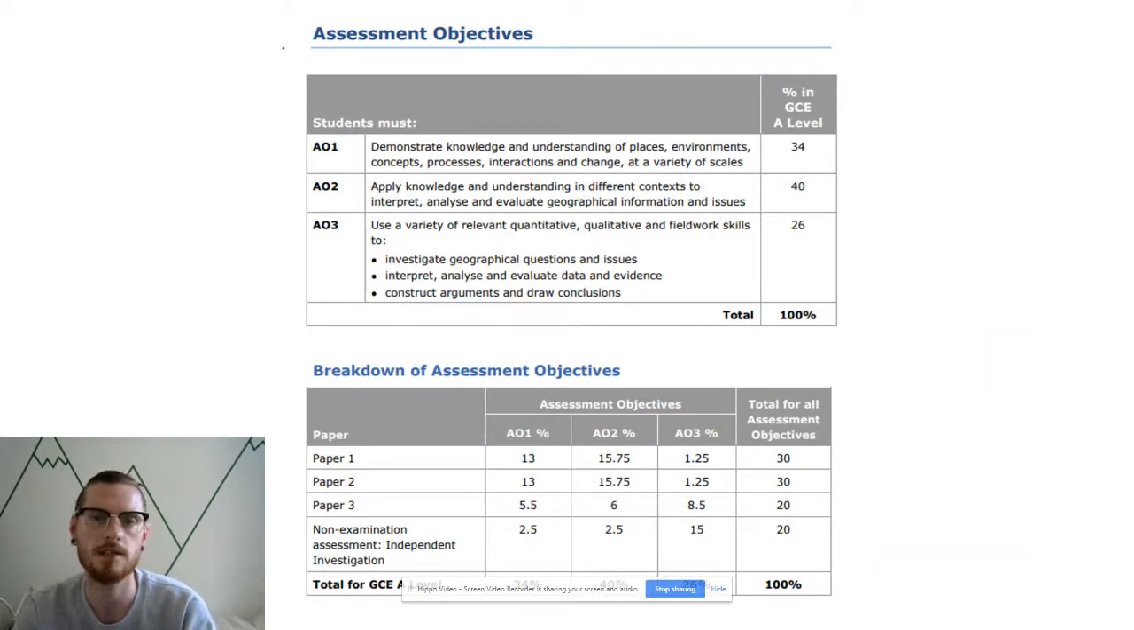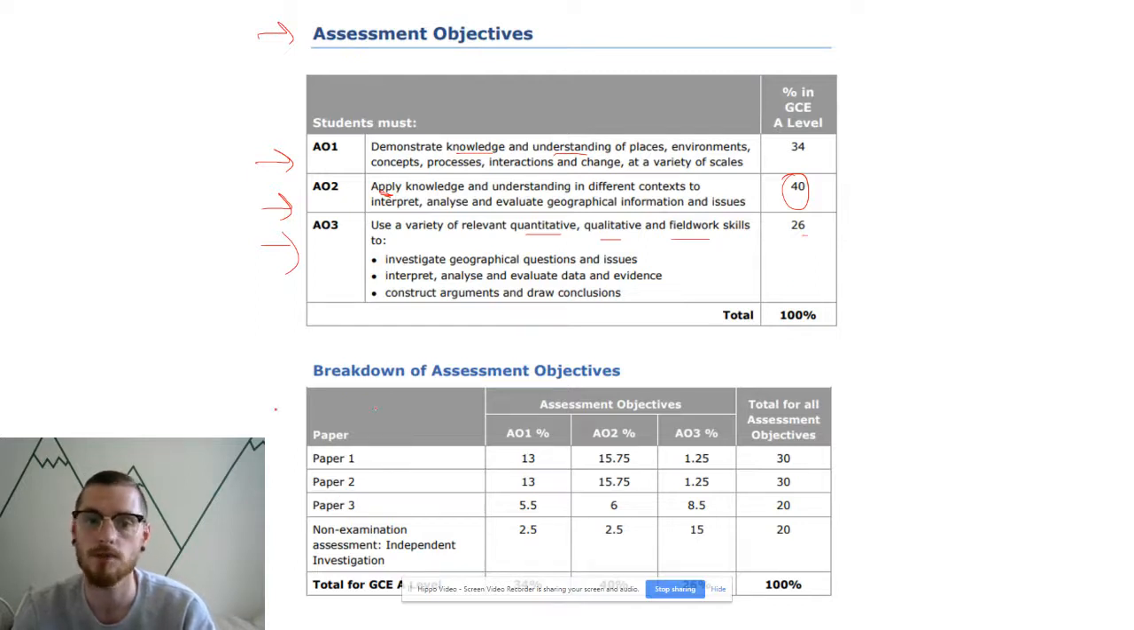Next, assessment objectives for geography, broken down into AO1, AO2, and AO3. AO1 is basically your ability to demonstrate knowledge and understanding. AO2 is the application of that knowledge and understanding. And you can see percentage-wise, there is way more out of the 3 for AO2 across the exams. And lastly, AO3 is basically your ability to use resources, using a variety of quantitative, qualitative, and fieldwork skills, and that's worth 26 marks.